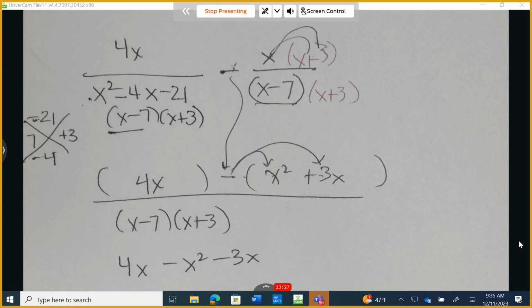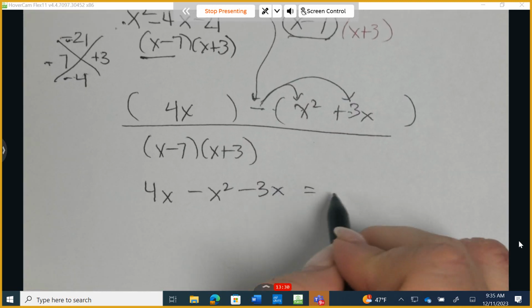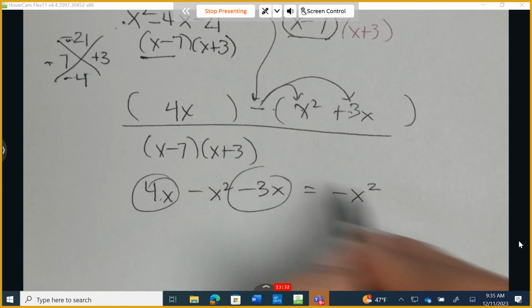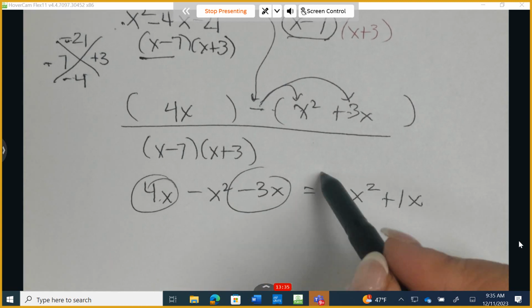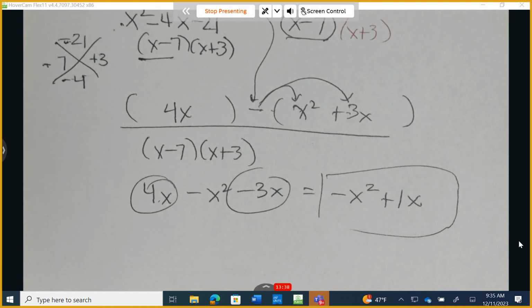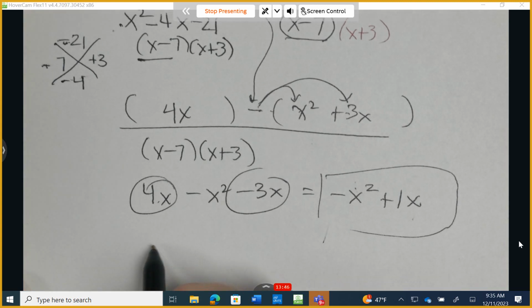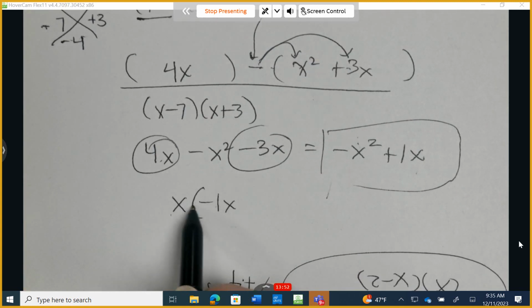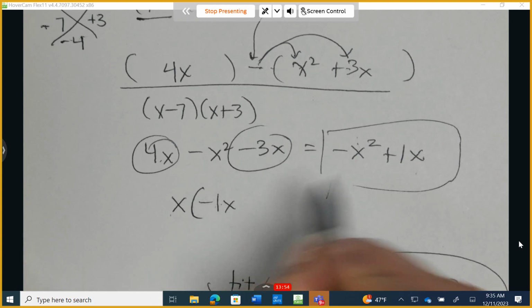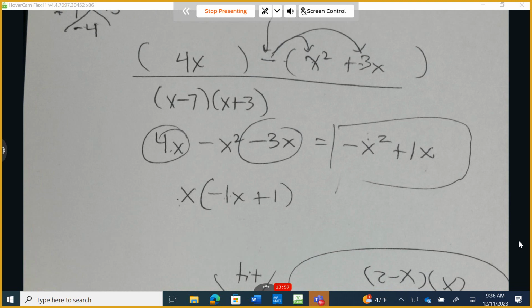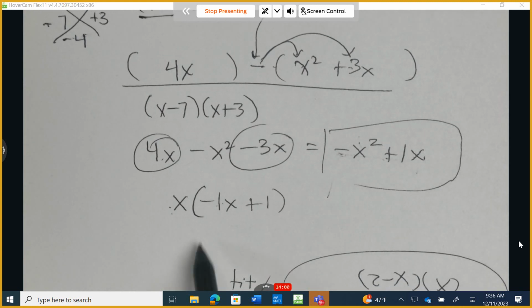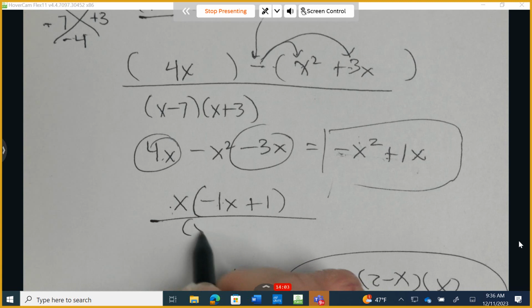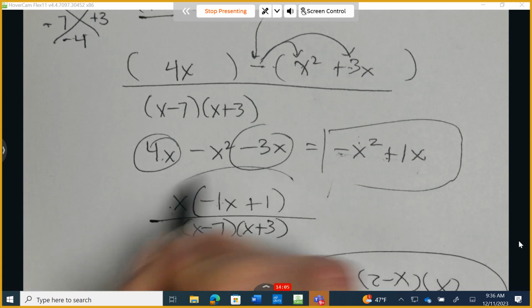What can I factor? Forget about the denominator. When I combine like terms, I end up with negative x squared plus 1x. This is the numerator. That's not wrong, but what can I factor out? What do both of those groups, called terms, have? An x. So I'm going to factor out an x, and I'd have negative 1x, because if I multiply x times negative 1x, I get negative 1x squared. Now, x times positive 1 gives us a positive x. I would allow you to leave it in this form, but I just want to show you how it's fully simplified here. On the bottom is x minus 7, another group of x plus 3.